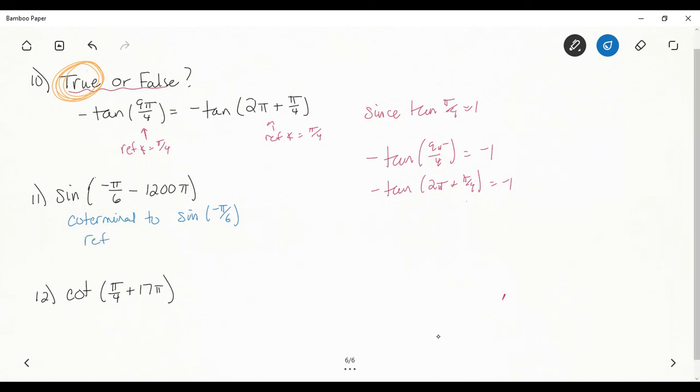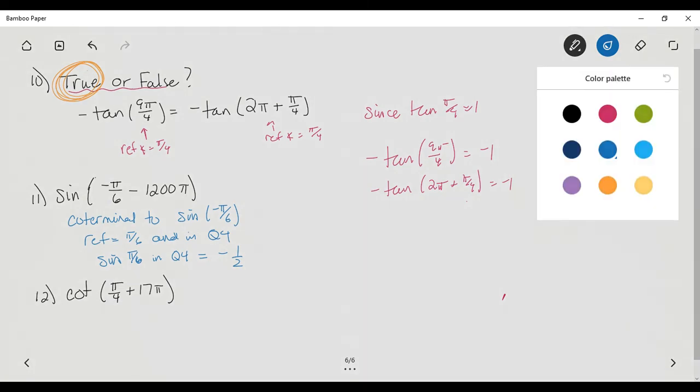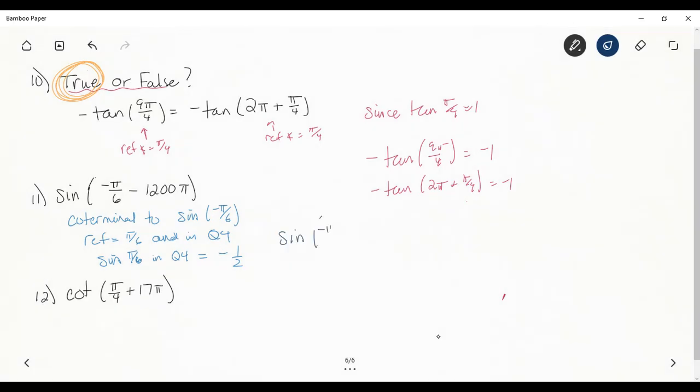Our reference angle is equal to pi over 6, and it's in quadrant 4. So when we evaluate the sine of pi over 6 in quadrant 4, it is equal to -1/2. So therefore, our sine of negative pi over 6 minus 1200 pi equals -1/2.